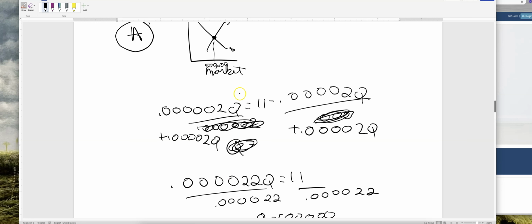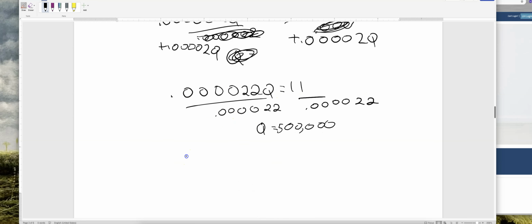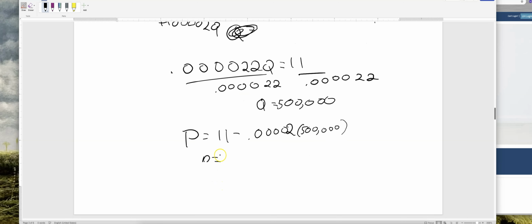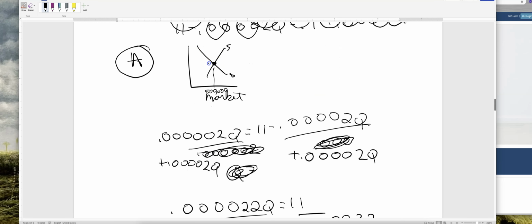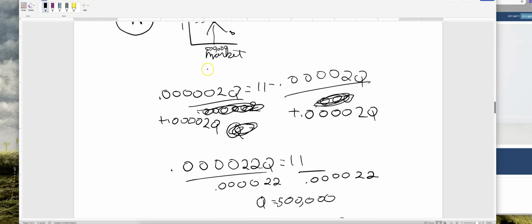Now I can substitute that back into the function where P equals 11 minus 0.00002 times 500,000. And what we're going to see here is that P equals 1. Okay, so that gets us through A.